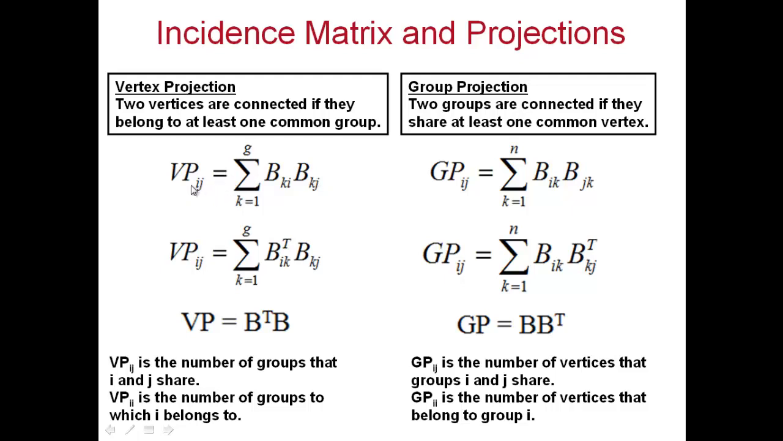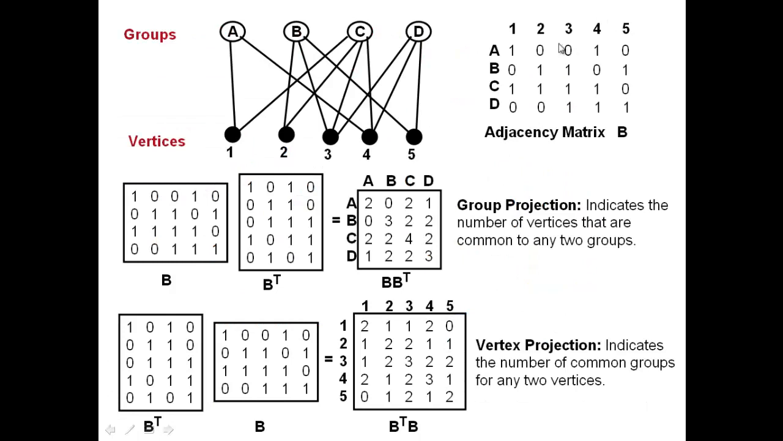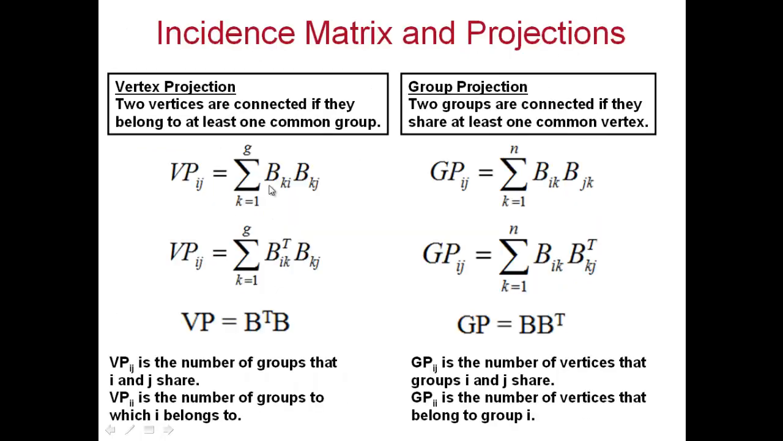So if i and j need to have at least one group in common between them, this product has to be 1 for at least one k, considering all the groups k equals 1 to g. If i and j are not both affiliated with a particular group k, then the product for that k is going to be 0. If i and j are affiliated with the same group k, then 1 times 1 is going to be 1, and we consider all such possible groups k from 1 to g.